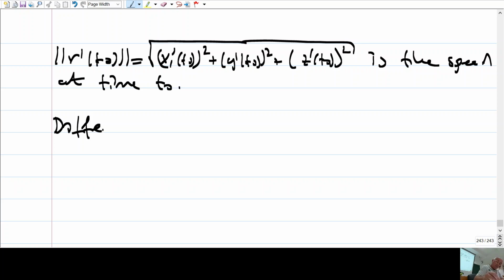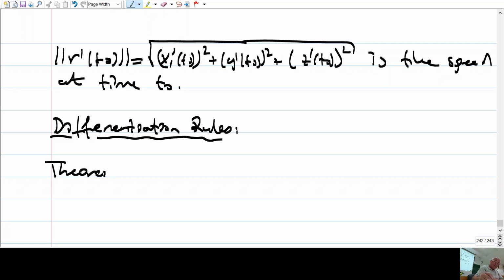Differentiation rules. It is always helpful to relate this kind of concepts with physical concepts. You understand them better, okay? Moving particles and so on.